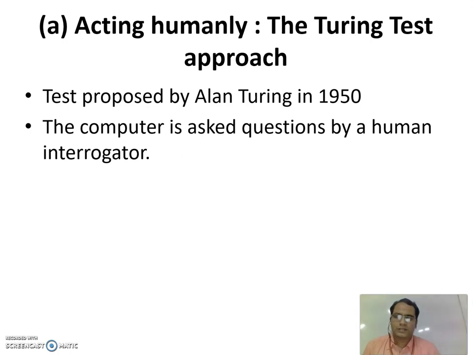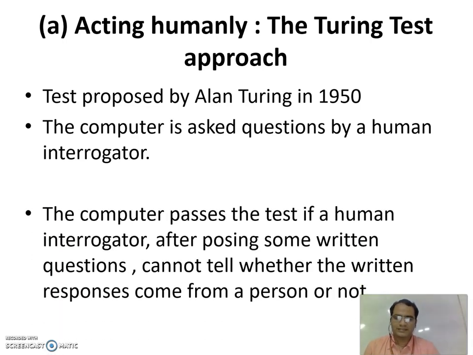The point is, the computer is asked questions by a human interrogator. It is something like a human sits in one room, and on the other side of the wall there may be a person and a computer. Now the human doesn't know with whom he is actually interacting, but he has to identify whether the answer is being given by the human being on the other side or by the computer. If the computer can misguide the human being into thinking a human is answering, then the computer wins.